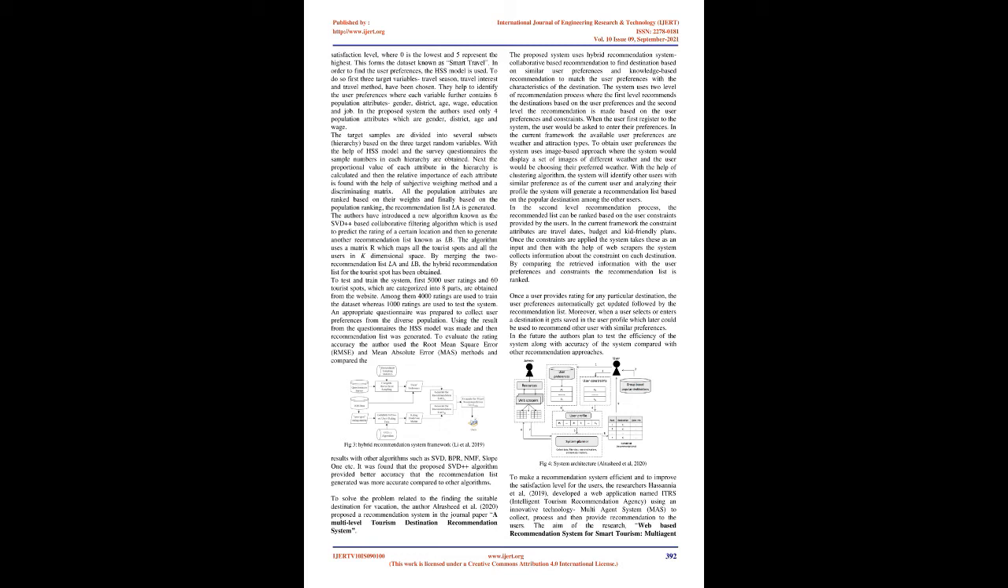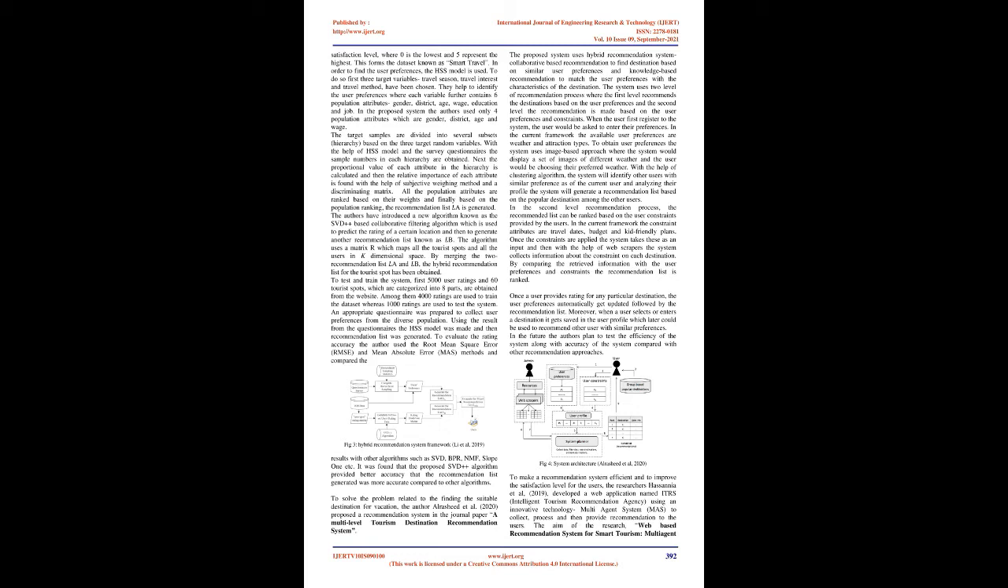To solve the problem related to finding the suitable destination for vacation, the author Al-Rashid et al., 2020, proposed a recommendation system in the journal paper A Multi-Level Tourism Destination Recommendation System. The proposed system uses hybrid recommendation system: collaborative-based recommendation to find destination based on similar user preferences, and knowledge-based recommendation to match the user preferences with the characteristics of the destination.